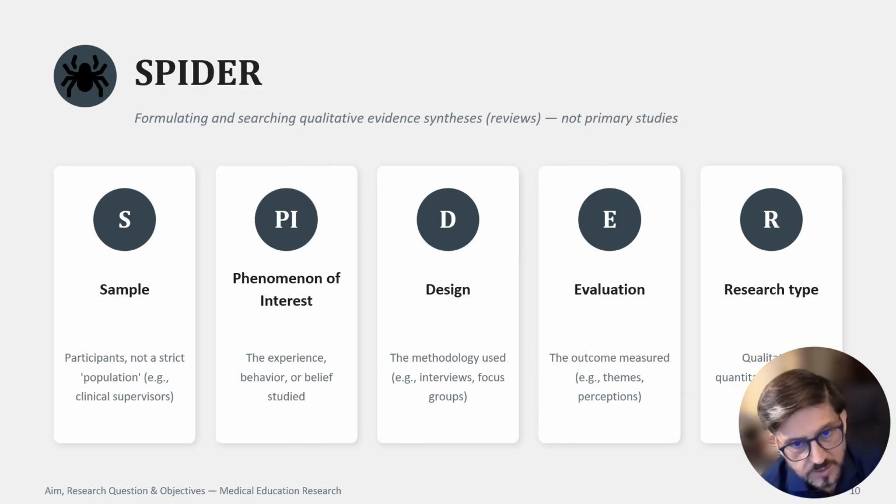SPIDER is again used for qualitative evidence synthesis, which is mainly, I would say, systematic qualitative studies. It's not used for primary empirical studies. Here, S is sample, again, which is population. Then we have phenomenon of interest, then the design, evaluation, and finally, what type of research is being used.